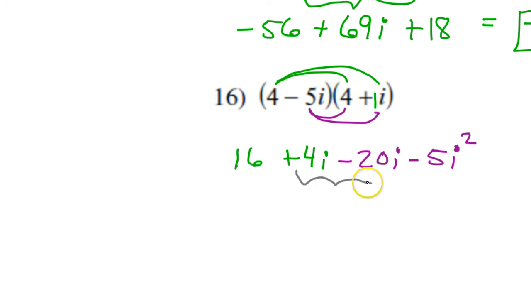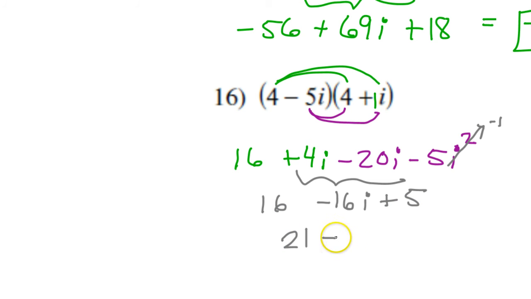All right, if you combine these like terms, that's going to give us negative 16i. i squared is negative 1. So that's going to switch this to a positive 5. And then 16 plus 5 is 21. So the final answer will be 21 minus 16i.